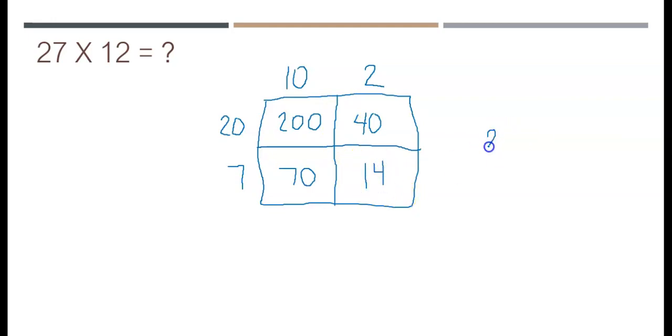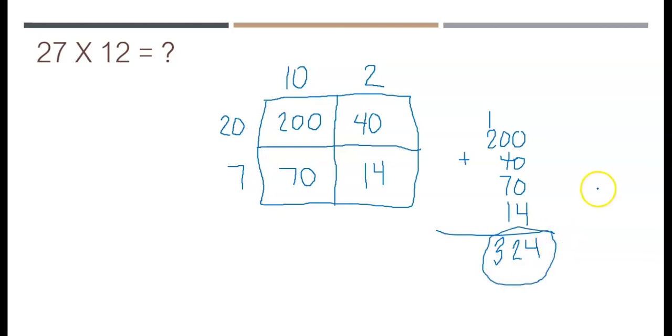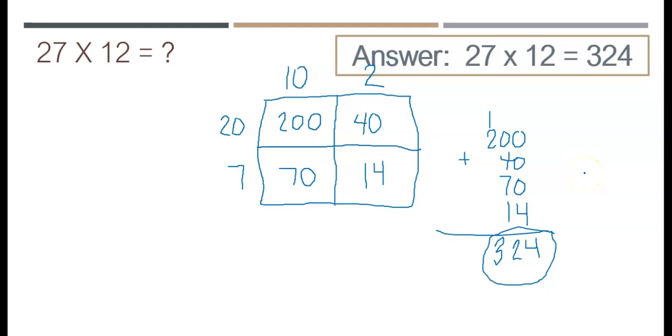Then I add up all the answers I got, the products. 200 plus 40 plus 70 plus 14. I add that up. That's 4. 7 plus 4 is 11. Add one more, that's 12. So I get the answer 324.